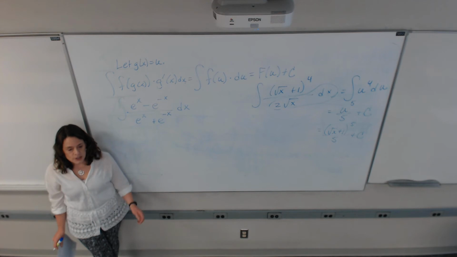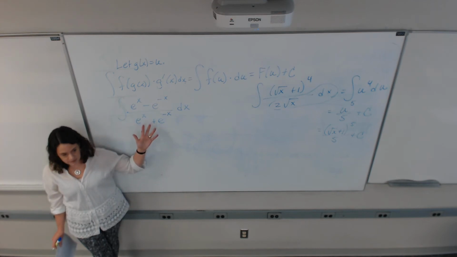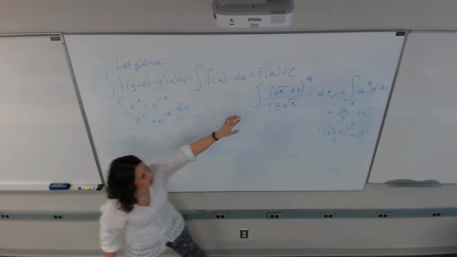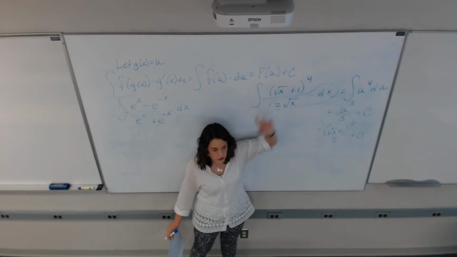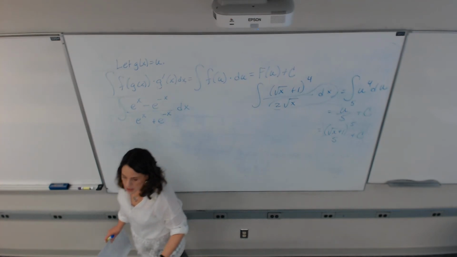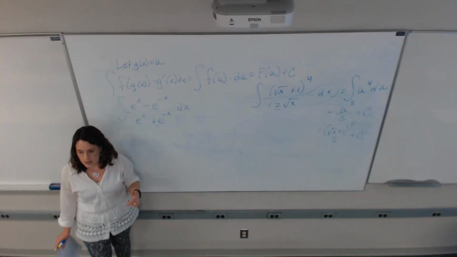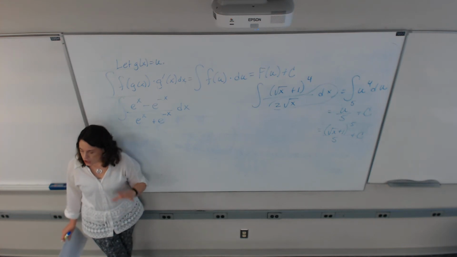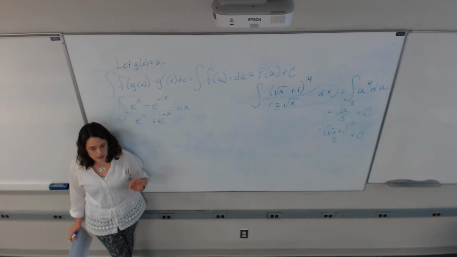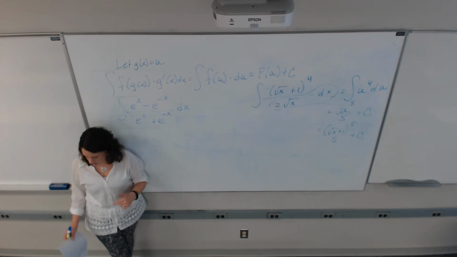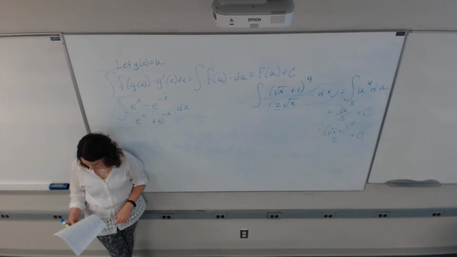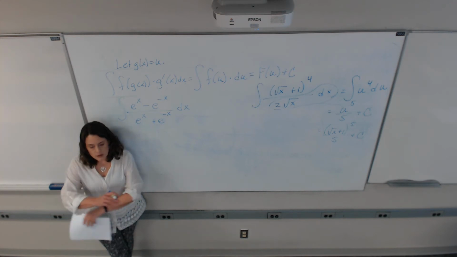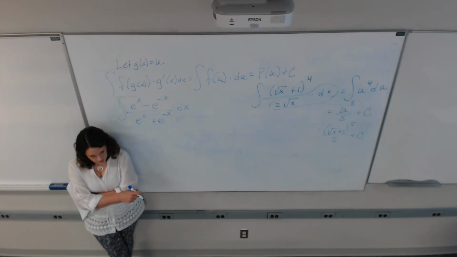When all you see is a fraction and you don't have a power like this or a trig function or something else, typically u is going to be the denominator. All right? So when you have just a fraction, you typically have the denominator being u. Why would it be the denominator that's going to be u? It's the last thing you do.